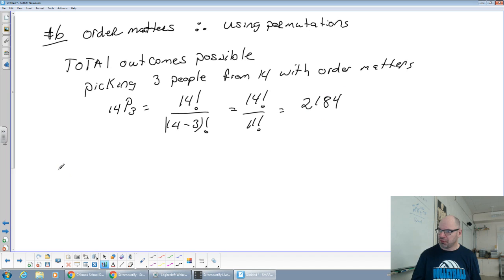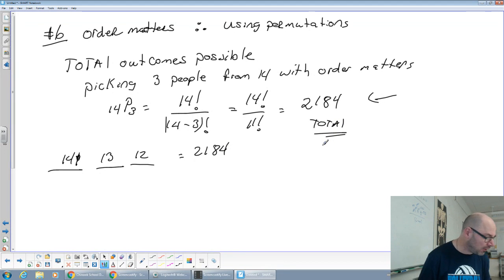Alternatively, you could have done the counting principle. The counting principle works with permutations. It does not work with combinations all the time, so you have to be careful. You could have done 14, 13, and 12, which would give you the same thing. I usually do this permutation way. So this is the total number of outcomes.